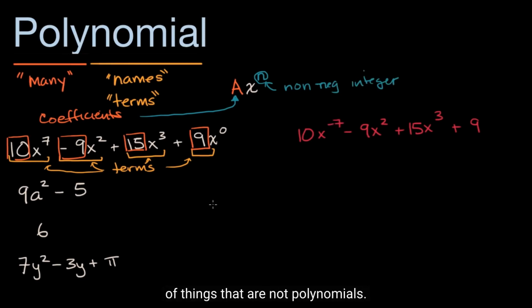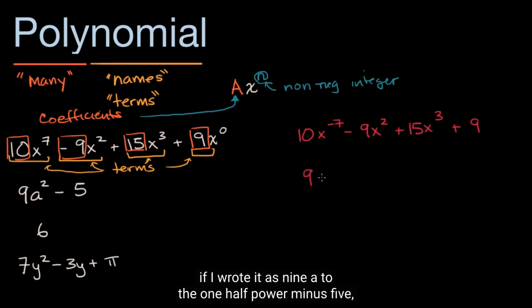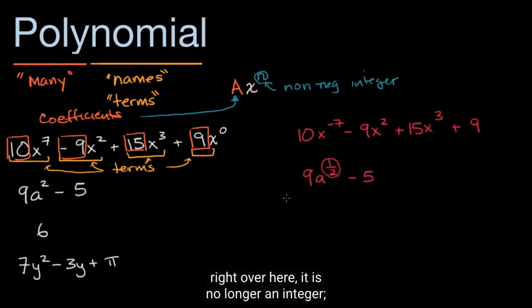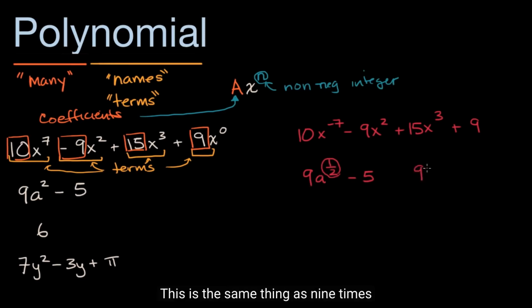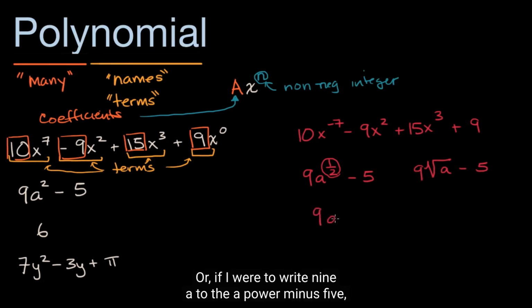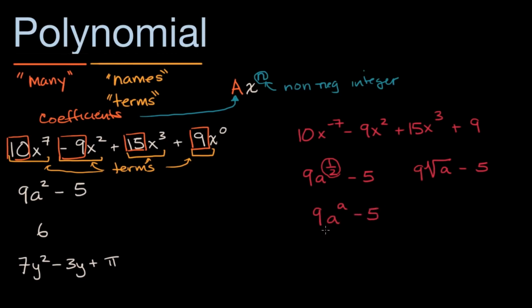Let's give some other examples of things that are not polynomials. So if I were to change the second one to, instead of 9a squared, if I wrote it as 9a to the 1/2 power minus 5, this is not a polynomial because this exponent right over here is no longer an integer. It's 1/2. And this is the same thing as 9 times the square root of a minus 5. This also would not be a polynomial. Or if I were to write 9a to the a power minus 5, also not a polynomial because here the exponent is a variable. It's not a non-negative integer. So all of these are examples of polynomials.